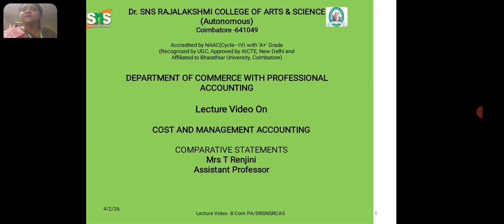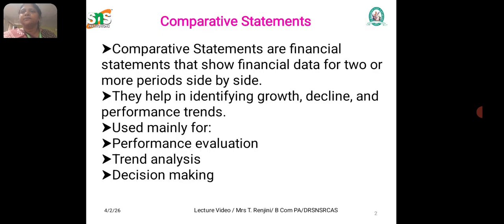Now I am going to discuss cost and management accounting under the topic comparative statement. One by one, we are going to discuss. First, what do you mean by comparative statement? The comparative statement is a financial statement that shows financial data for two or more periods.